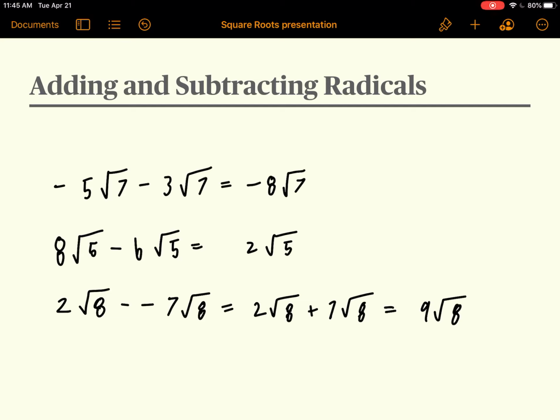For the last one, we have 2 times the square root of 8 minus negative 7 times the square root of 8. And so because we have two minus signs next to each other, those come together and make a plus sign. So now the problem becomes 2 times the square root of 8 plus 7 times the square root of 8, which is 9 times the square root of 8.